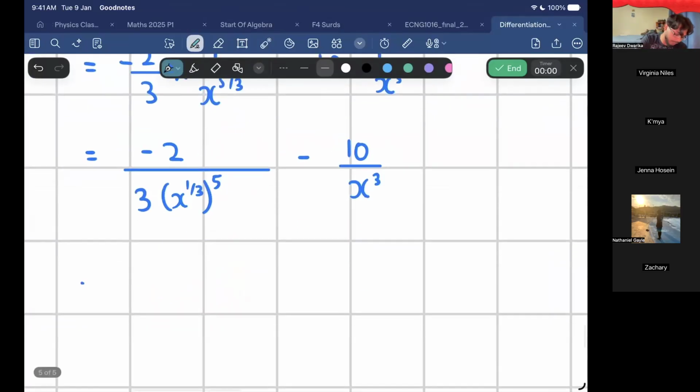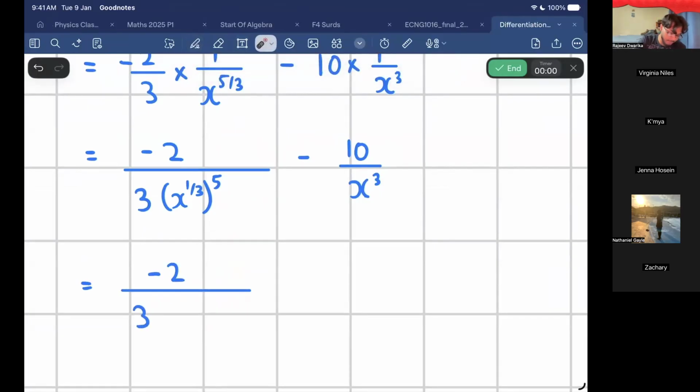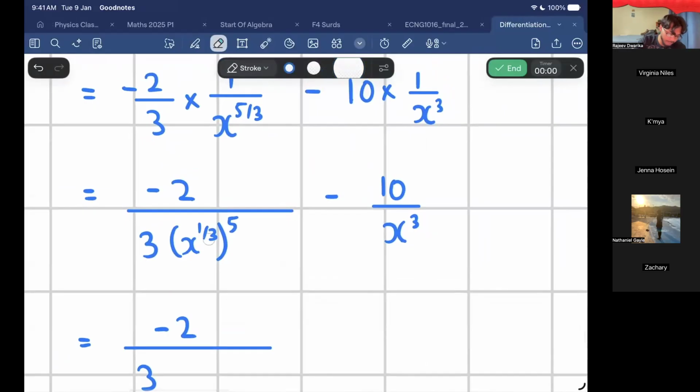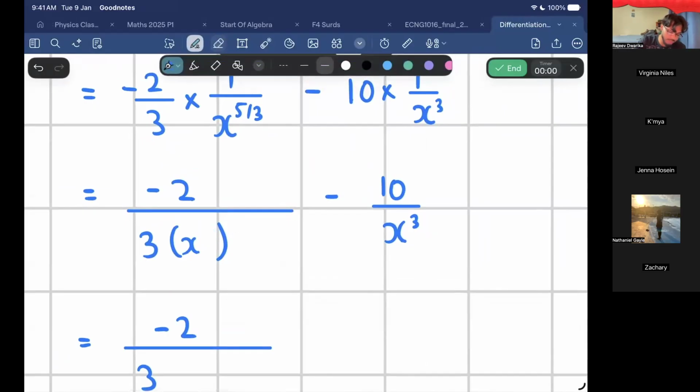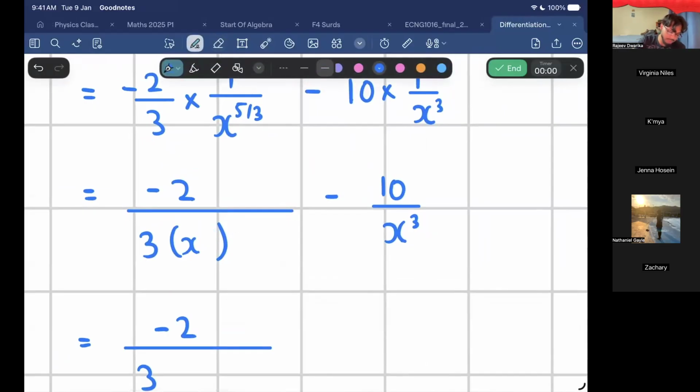Let's finish over here. That's going to be minus 2. Now we have 3 multiplied by x to the power a third. Now x to the power a third is really what? The cube root of x. Wait, actually, this is what I would recommend. I actually recommend you do it like this.